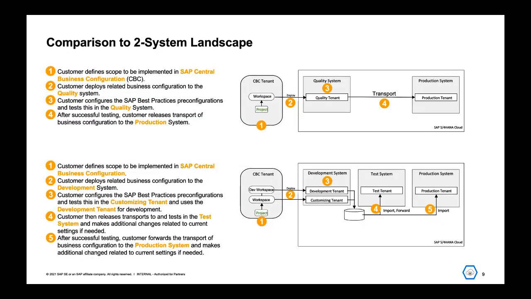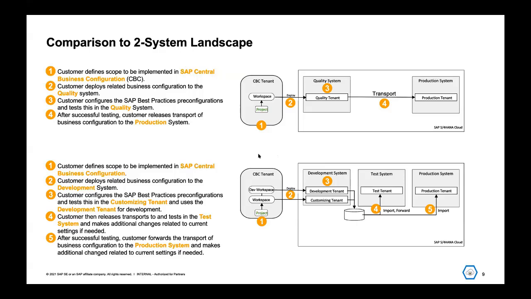A little bit more detail on the comparison between the two landscapes, and then I will show it also in the system. What are the major differences? In the two-system landscape, as Jörg showed, you have the CBC tenant with the workspace and the project in it. You have the deployment into the quality system, and from the quality system, once you have done all the tests, you control or trigger the transport in CBC. This is sometimes named Q2P, where the configuration changes go from the quality system to the production system. That's in very short the story of the two-system landscape.